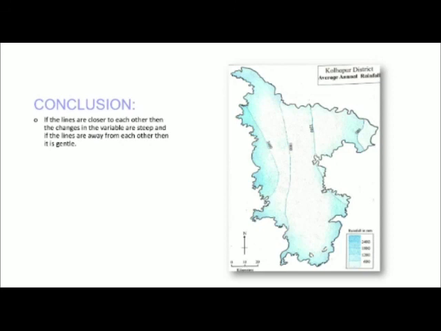If the lines are closer to each other, the changes in the variable are steep, and if the lines are far away from each other, then the slope is gentle. The unique feature of this method is that sub-administrative divisions are not taken into consideration. In the next module, we will be learning the geographical field visit.